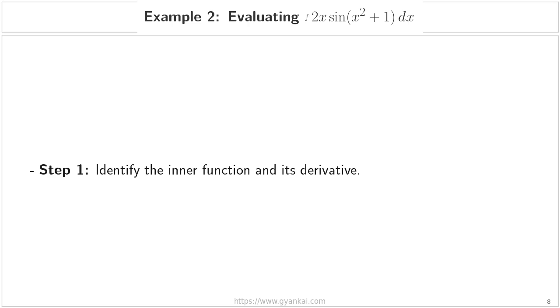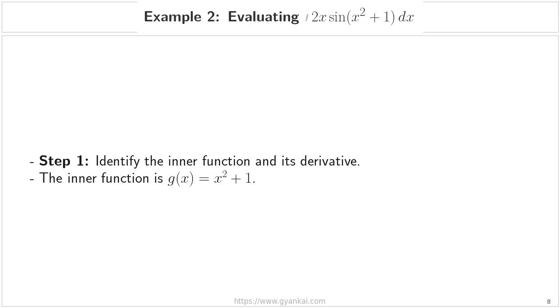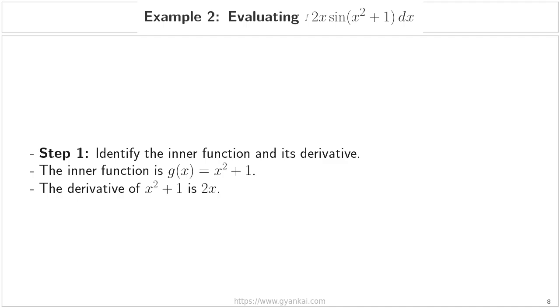In this case, looking at the integral, which is the integral of 2x times sine of x squared plus 1, with respect to dx, we can see that the inner function, let's call it g of x, is x squared plus 1. Now, what's the derivative of this inner function? Well, if g of x is x squared plus 1, then g prime of x, that's the notation for the derivative, is 2x. Remember from your calculus rules that the derivative of x squared is 2x, and the derivative of a constant, like 1, is 0.